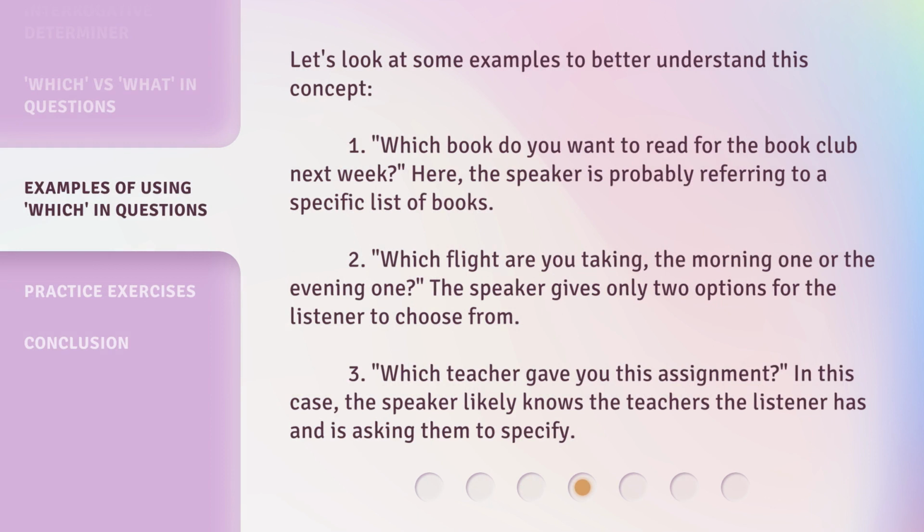Let's look at some examples to better understand this concept. 1. "Which book do you want to read for the book club next week?" Here, the speaker is probably referring to a specific list of books. 2. "Which flight are you taking, the morning one or the evening one?" The speaker gives only two options for the listener to choose from. 3. "Which teacher gave you this assignment?" In this case, the speaker likely knows the teachers the listener has and is asking them to specify.